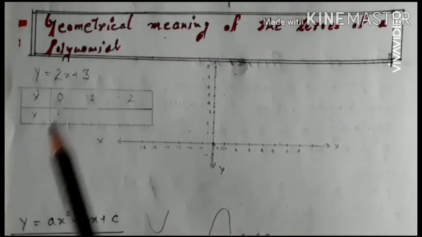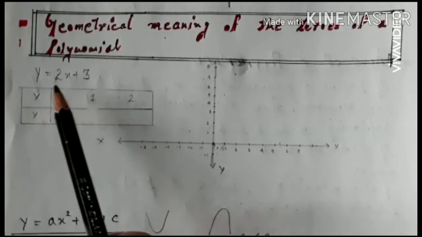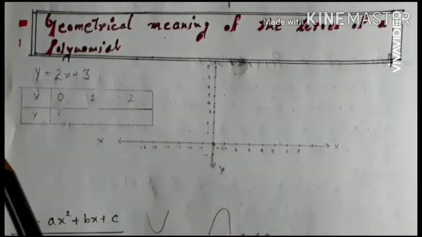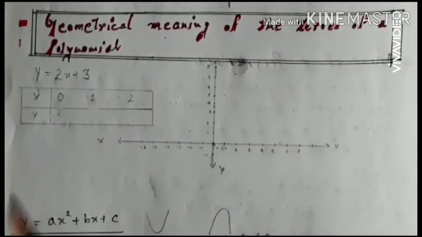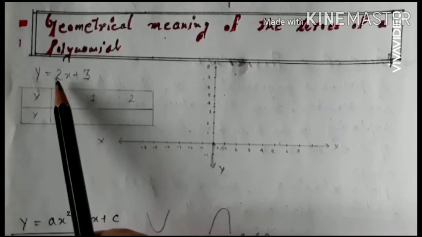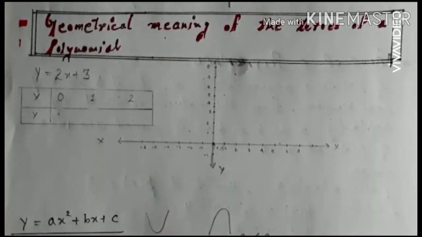So you know this: y equals 2x plus 3. It is in which form: linear, quadratic, biquadratic or cubic? It is linear. So we have taken a linear equation, y equal to 2x plus 3. This is your first linear equation.